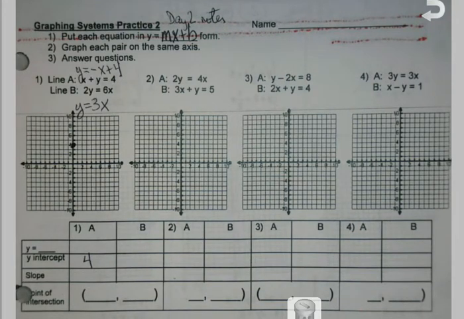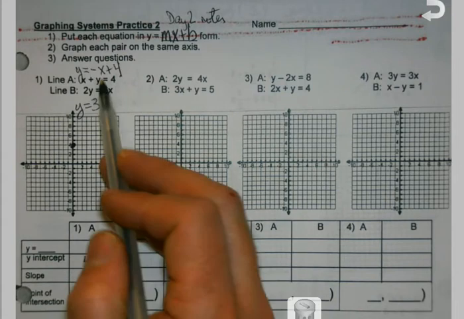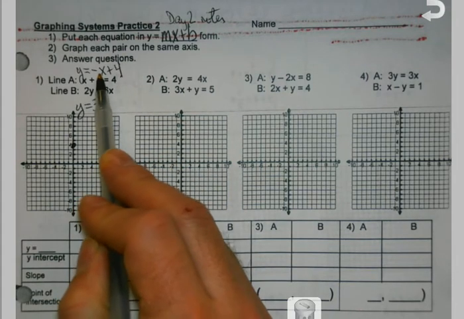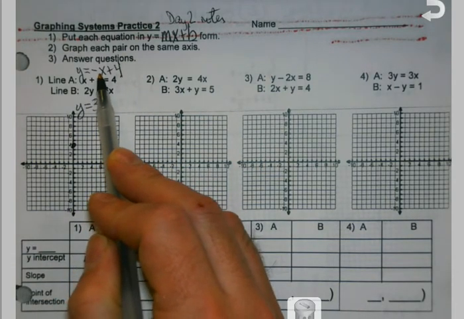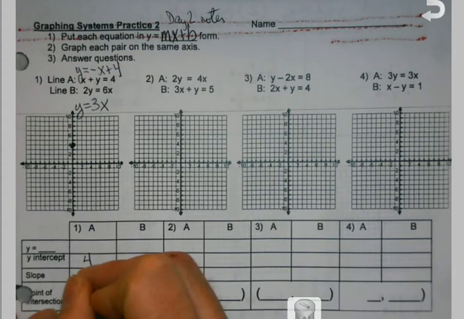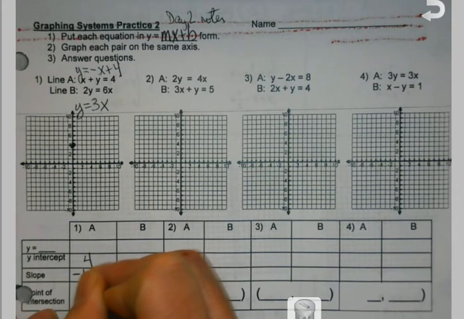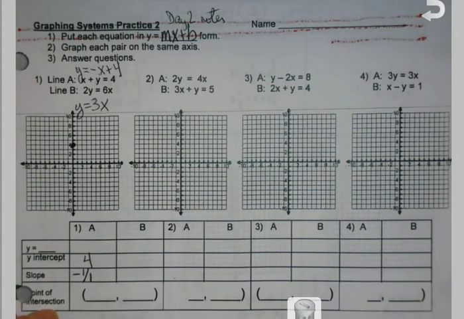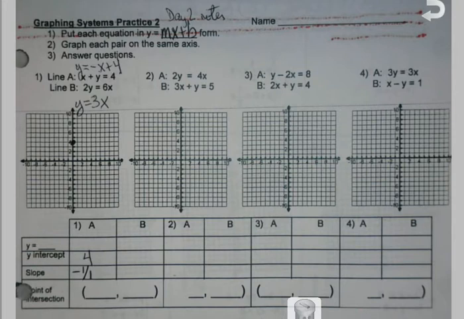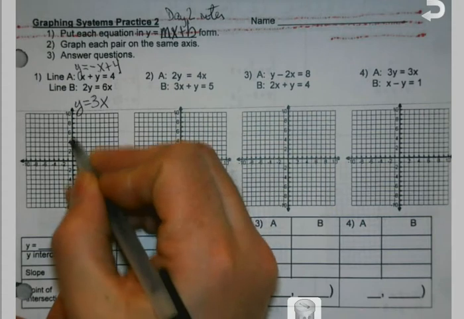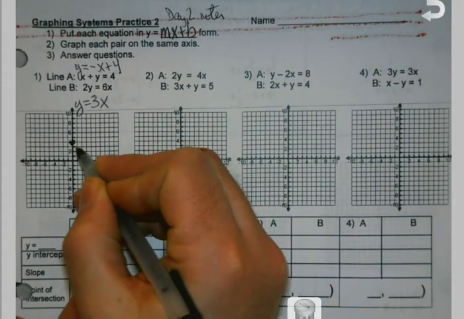But here's the question I've got. What number's in front of x here when I don't see one? 1. So my slope here is really negative 1 over 1, because we want it to be a fraction. So now comes the important part, of course. What's that negative 1 over 1 slope mean? Perfect. It means I'm going to go down 1, and I'm going to go right 1.